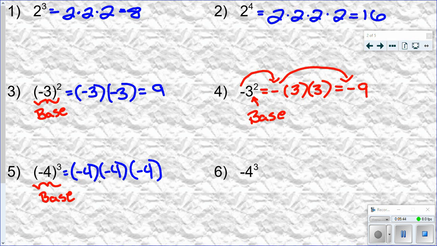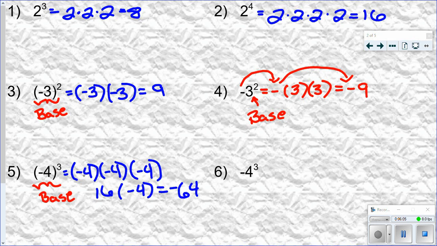-4 times -4 is +16, because a negative times a negative is a positive. They have the same signs. And then you're going to multiply that times -4. So now you have a positive times a negative. So you're going to get a negative answer of 64.